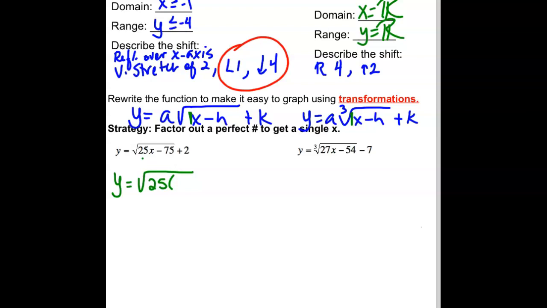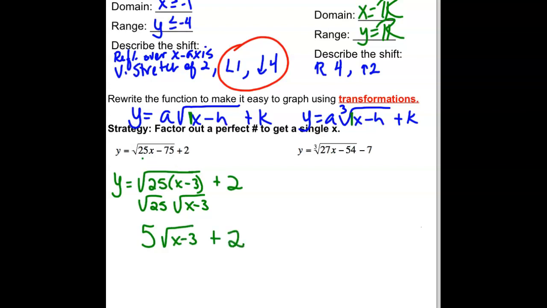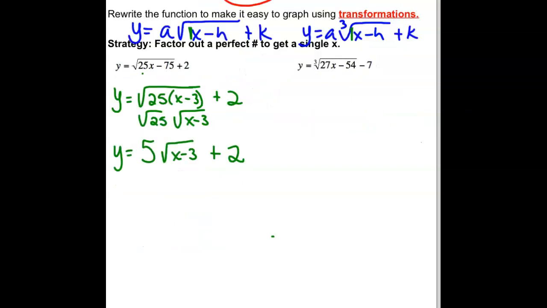If we factor 25 out of this, we end up with x minus 3. And now that 25 is a perfect square, so I can square root it. Think of square rooting 25 and square rooting x minus 3 separately. The 25 square roots to become a 5. We still have the x minus 3 inside. And then we still have the plus 2 on the far end. Okay, so if we were going to graph that, I can see the transformations. We have a vertical stretch of 5. We're shifting it right 3 and up 2.